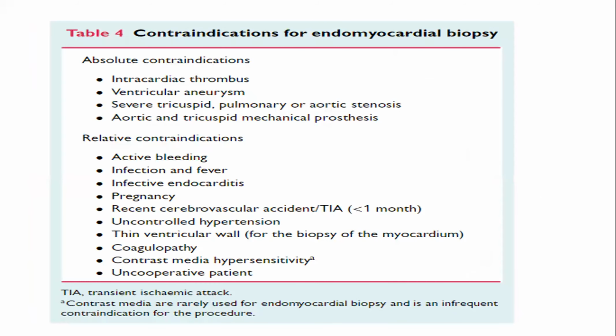So what are the contraindications? The absolute contraindications for endomyocardial biopsy are presence of intracardiac thrombus, because this would cause complications in the procedure, ventricular aneurysms, as well as severe tricuspid, pulmonary, or aortic stenosis. Patients that have aortic and tricuspid mechanical prosthesis.